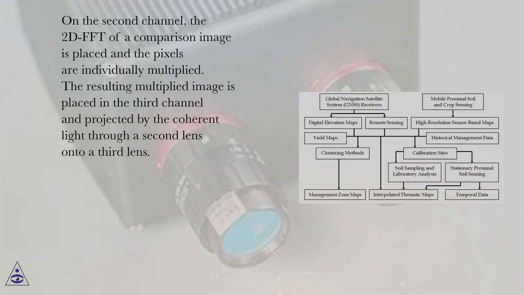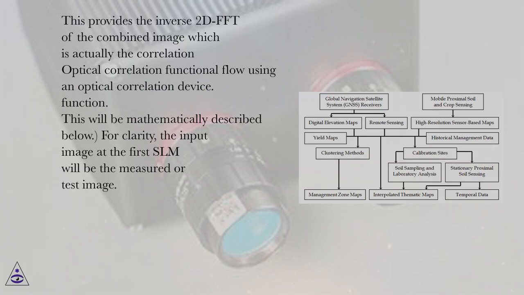SLM. On the second channel, the 2D FFT of a comparison image is placed and the pixels are individually multiplied. The resulting multiplied image is placed in the third channel and projected by the coherent light through a second lens onto a third lens. This provides the inverse 2D FFT of the combined image, which is actually the correlation. Optical correlation functional flow using an optical correlation device. This will be mathematically described below.